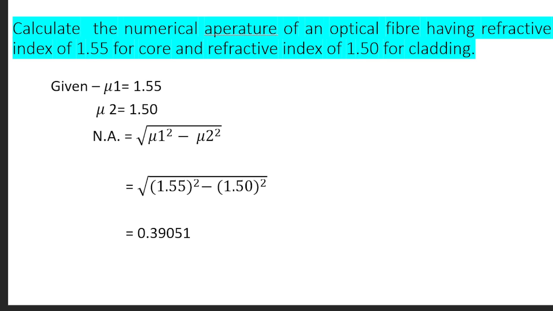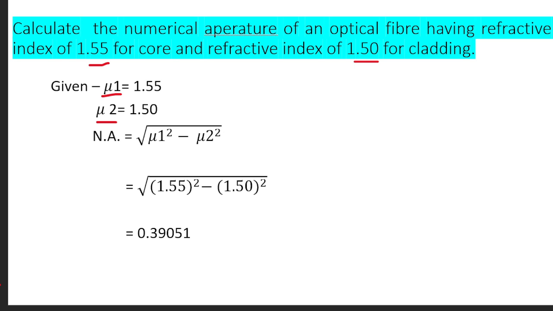Now let us discuss some numerical problems. The first numerical problem: calculate the numerical aperture of an optical fiber having a refractive index of 1.55 for the core and a refractive index of 1.50 for the cladding. That means they are giving two refractive indices, one for the core and the second for the cladding. So the core refractive index is denoted as mu1, which equals 1.55, and the refractive index of the cladding is denoted by mu2, which equals 1.50.